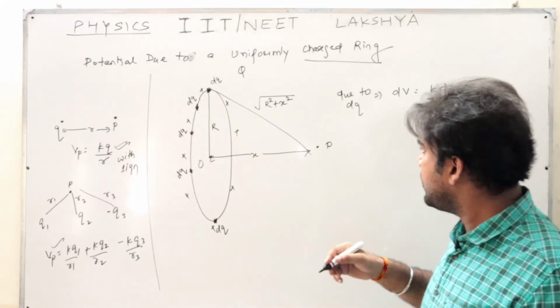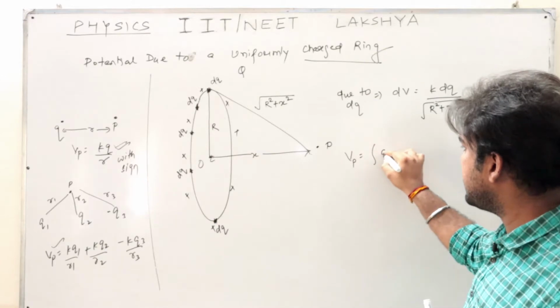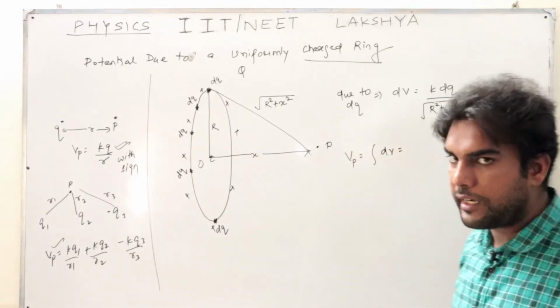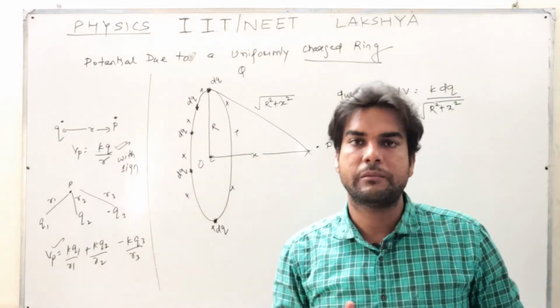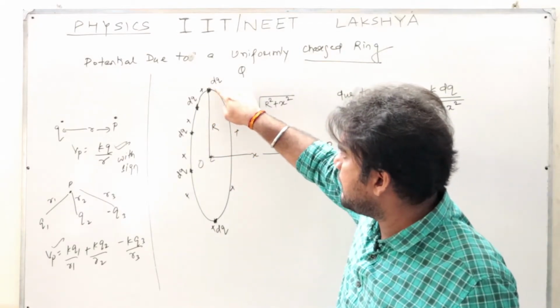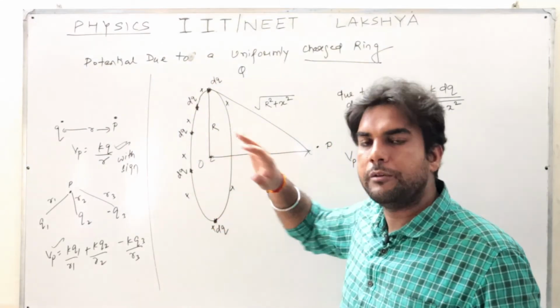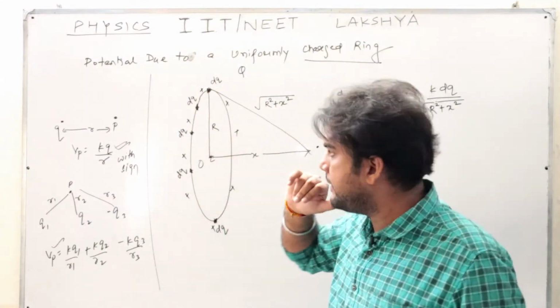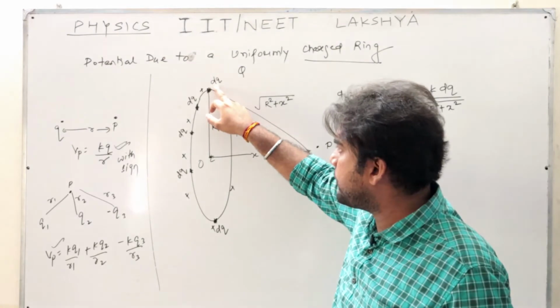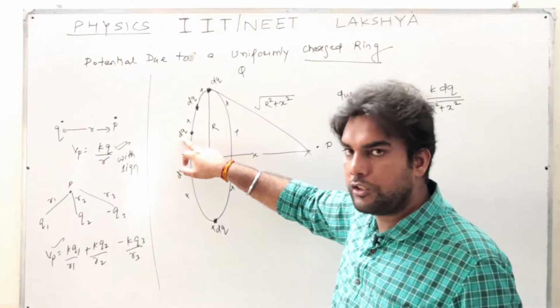Now what I can do is, to get the total potential at the point P, I can integrate this dV, because what is the meaning of integration? Integration is nothing but summation. So I will sum all the small dVs because of all the small dqs. That is small potential due to this charge, small potential due to this charge, small potential due to this charge.